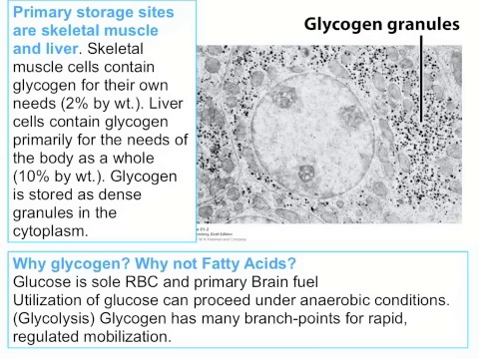It can use breakdown products from fatty acids if it needs to under starving conditions, but it is more difficult for the brain to do this, and so the primary circulating fuel is glucose, and the primary storage fuel is glycogen. Also, the utilization of glucose can proceed under anaerobic conditions. Also, glycogen has many branch points for a rapid regulated mobilization, and we'll see this in just a minute.